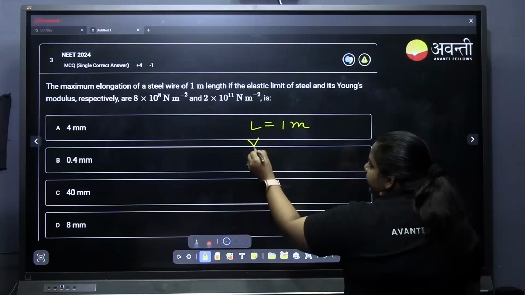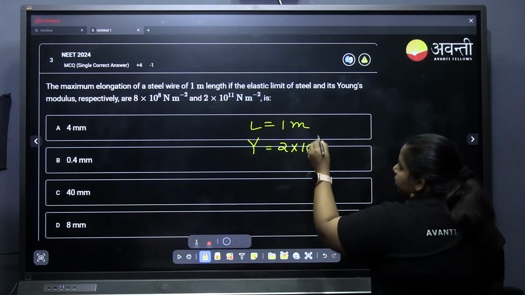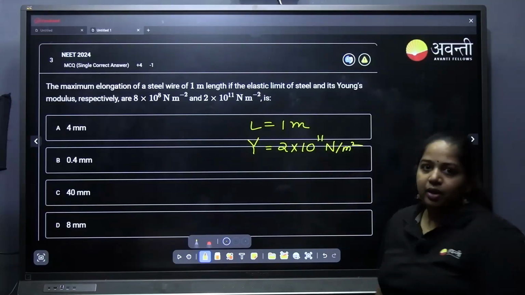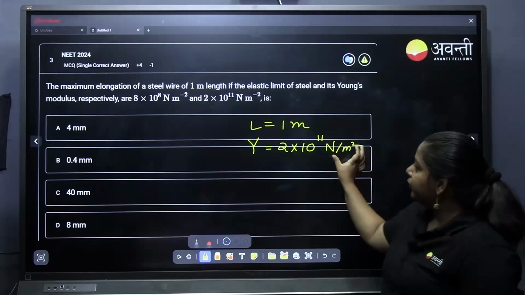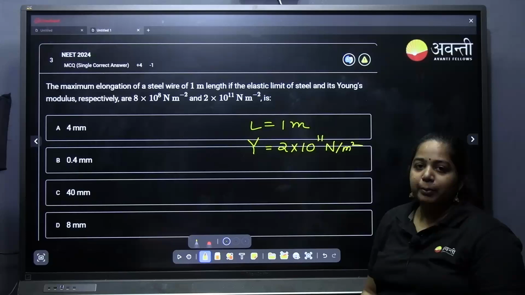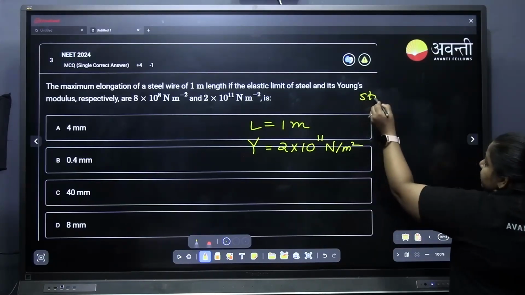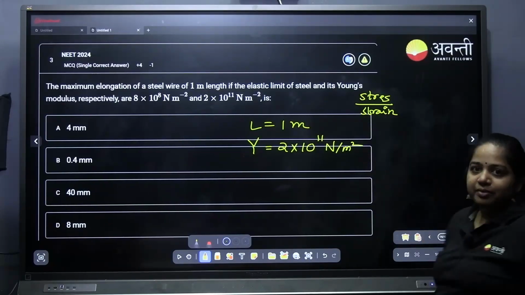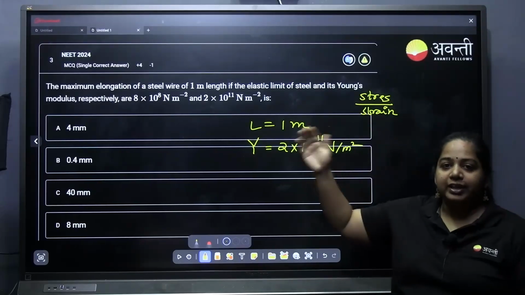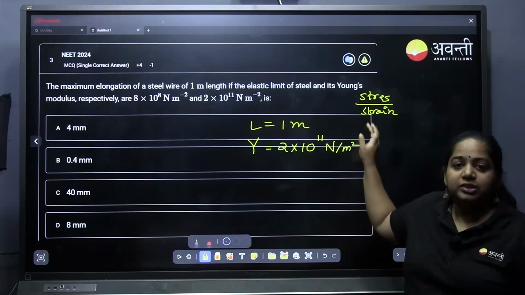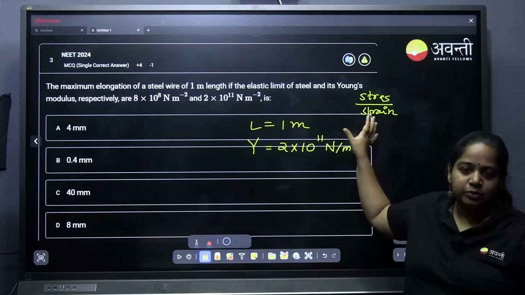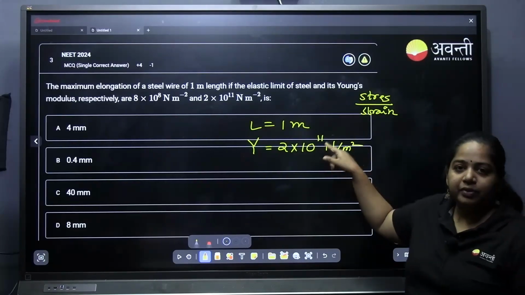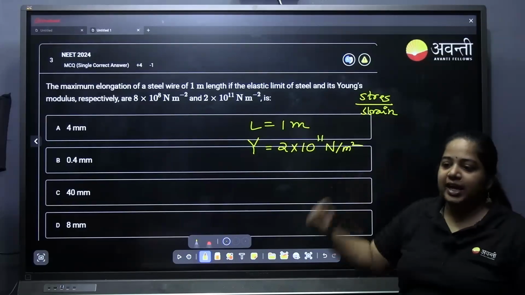Young's modulus we can directly write as 2 into 10 to the power 11 Newton per meter square. You see the unit of Young's modulus, it is Newton per meter square. Young's modulus equals stress by strain, right? Strain is the ratio of change in length by original length, so strain is a dimensionless or unitless quantity. So stress has the same unit as Young's modulus.